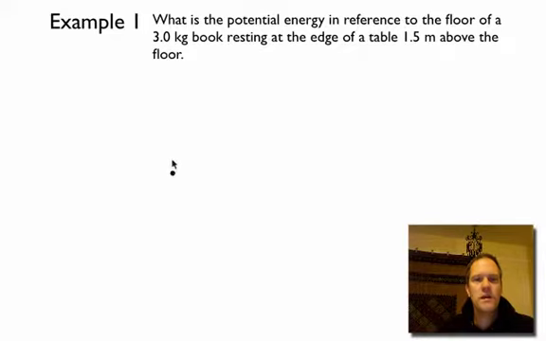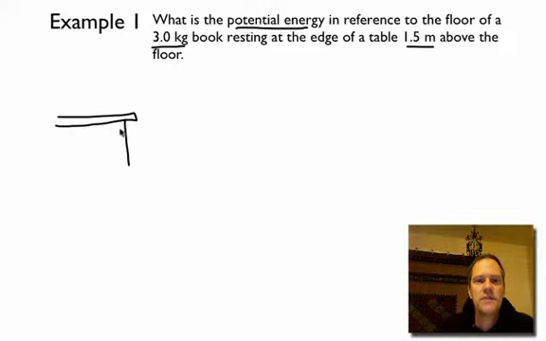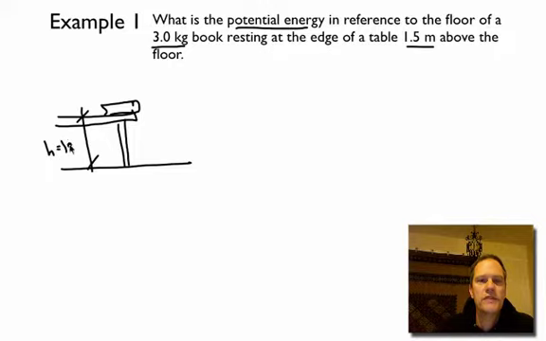So let's take a look at our first example. In our first example, we're looking for the potential energy in reference to the floor of a 3 kilogram book that rests on the edge of a table 1.5 meters above the floor. If we do a quick sketch of what we've got, here's our table, and here's our book sitting on the edge of that table. That table is 1.5 meters, so our h is 1.5 meters.